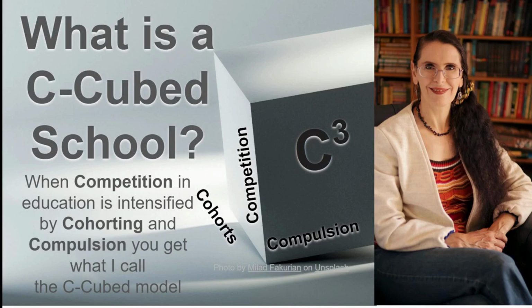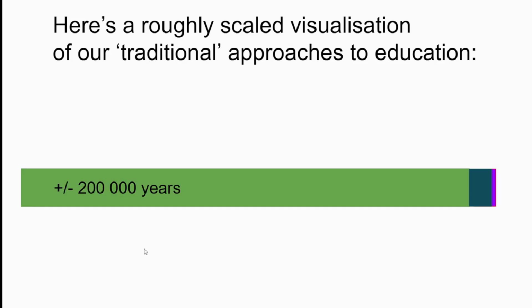When competition in education is intensified by cohorting and compulsion, that's when you get what I've started calling the C cubed model. Now let's have a look at that in more detail.